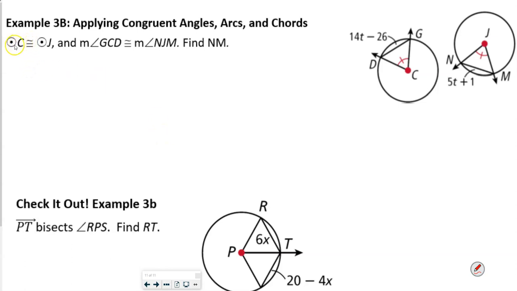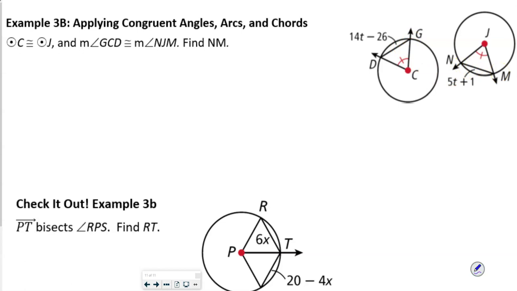So it says circle C is congruent to circle J. Now, what does that tell us? That tells us that corresponding things then have to be congruent, right? So it shows us also in this diagram that angle GCD, that arc with the tick, is congruent with angle NJM. Notice that these both have one arc, and they also have one tick on them. So that tells us that these angles are congruent. So what does that mean? That means that both the corresponding arcs, DG and NM, and these chords, DG and NM, are congruent.